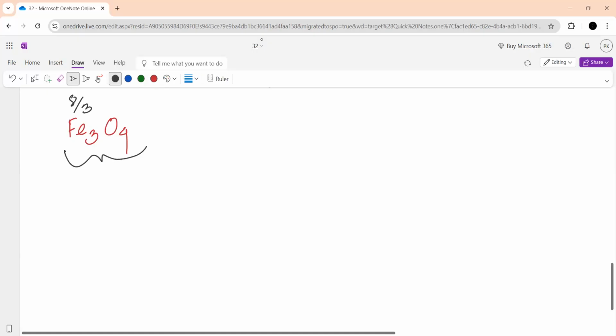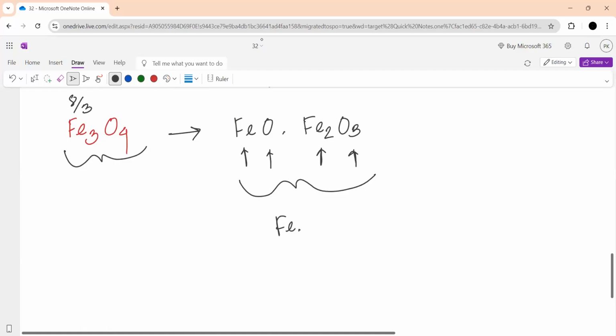It's nothing. Fe3O4 is not a molecule. Fe3O4 is just a mixture of FeO and Fe2O3. You see, here we have one iron, here we have two iron, here we have one oxygen, here we have three oxygen. So if we combine these two, we get Fe3O4. So when we say Fe3O4, we just mean that we have FeO and Fe2O3 in that.